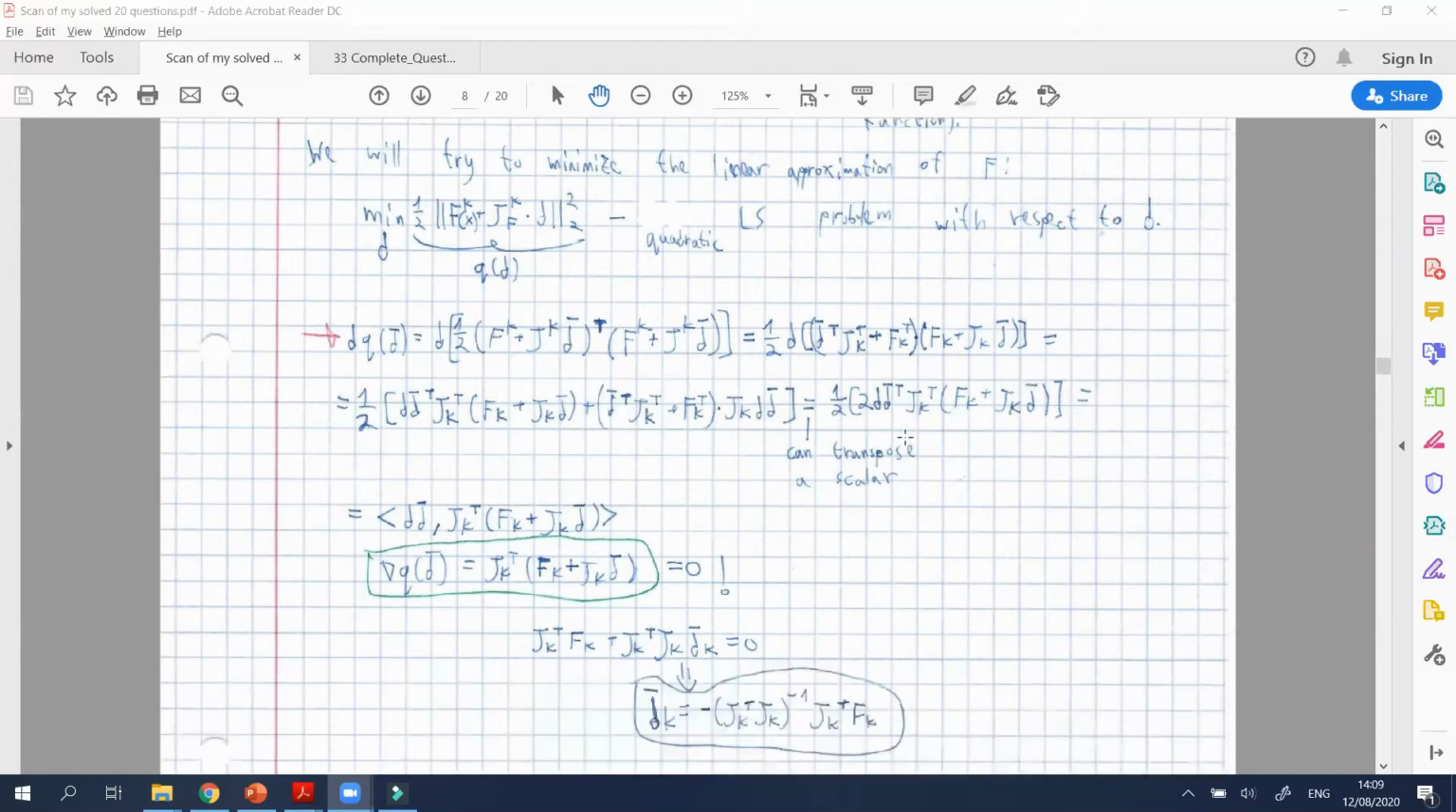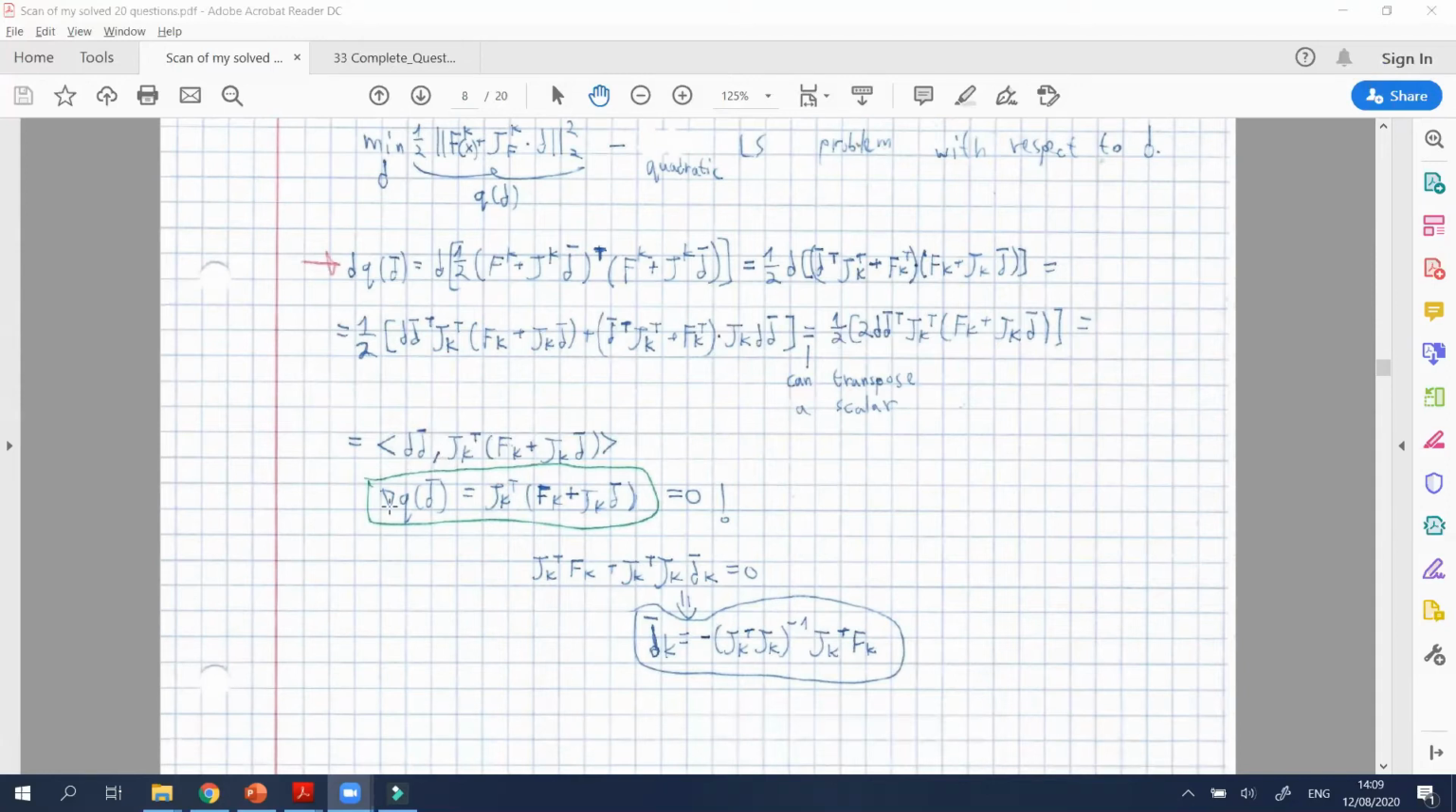And by the definition, the external definition of gradient, we achieve this inner product, and by that we get the actual gradient of Q with respect to D, which is the Jacobian of the kth iteration transpose times Fk plus JkD. And this has to be equal to 0. We are actually looking for some extremum point of a function, a minimum or maximum, but the general idea is we have to compare it to 0, as we are familiar with.